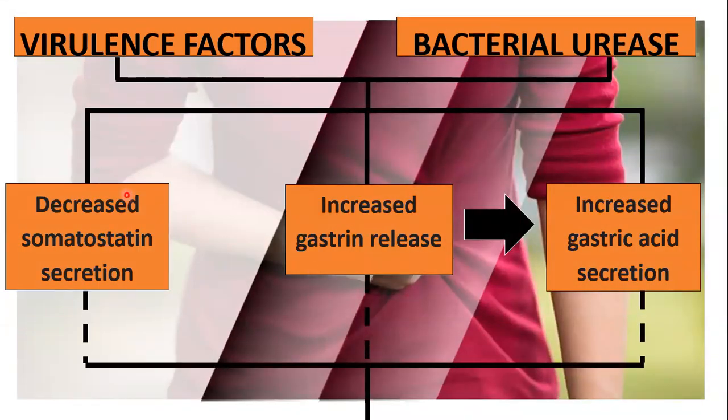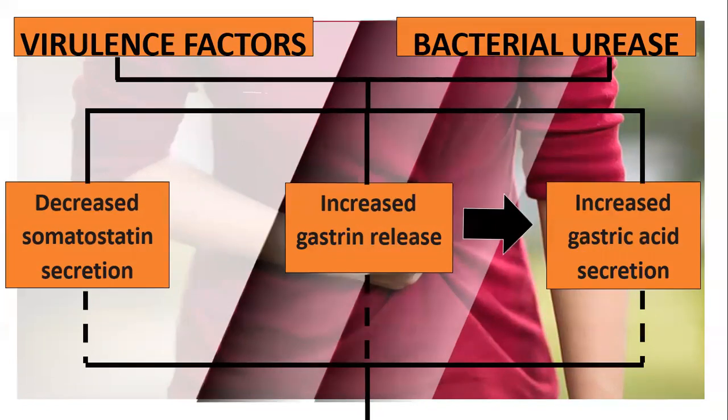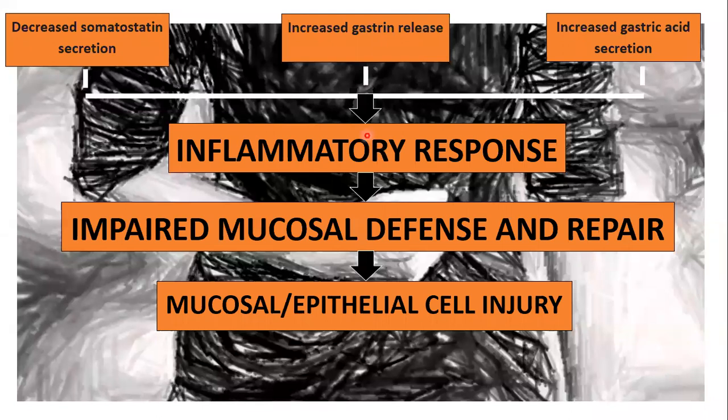So here is what the two factors produce. It leads to decreased somatostatin secretion and increased gastrin release, and also increased gastric acid secretion. The increase in gastrin release would further exacerbate the increase in gastric acid secretion. All of this would lead to an inflammatory response, and the problem in a patient with gastric or peptic ulcer, there is an impaired mucosal defense and repair, which would ultimately lead to mucosal or epithelial cell injury.